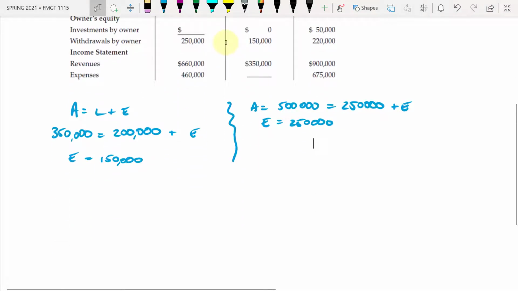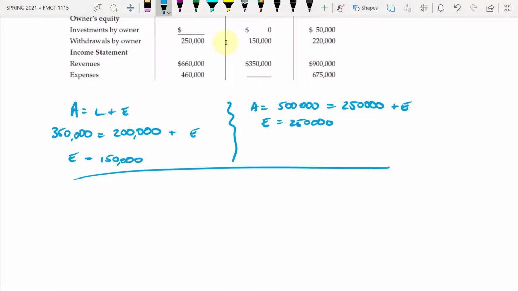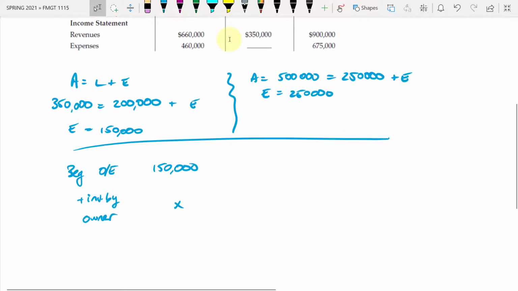The changes in owner's equity from beginning of the year to end of the year include a number of things. So let's take our beginning owner's equity. That's $150,000. To that, we're going to add our investments by owner. And they don't tell us that, so we're going to just put an X there for now. That's what we're looking for. What we would also add is our profit, or our net income. And we get our net income by taking our revenues minus our expenses.